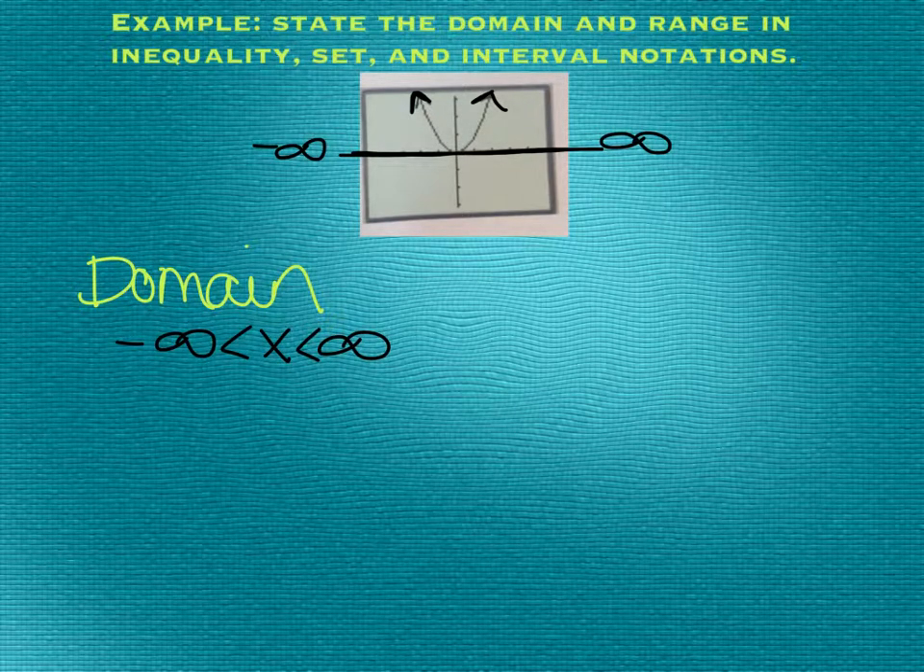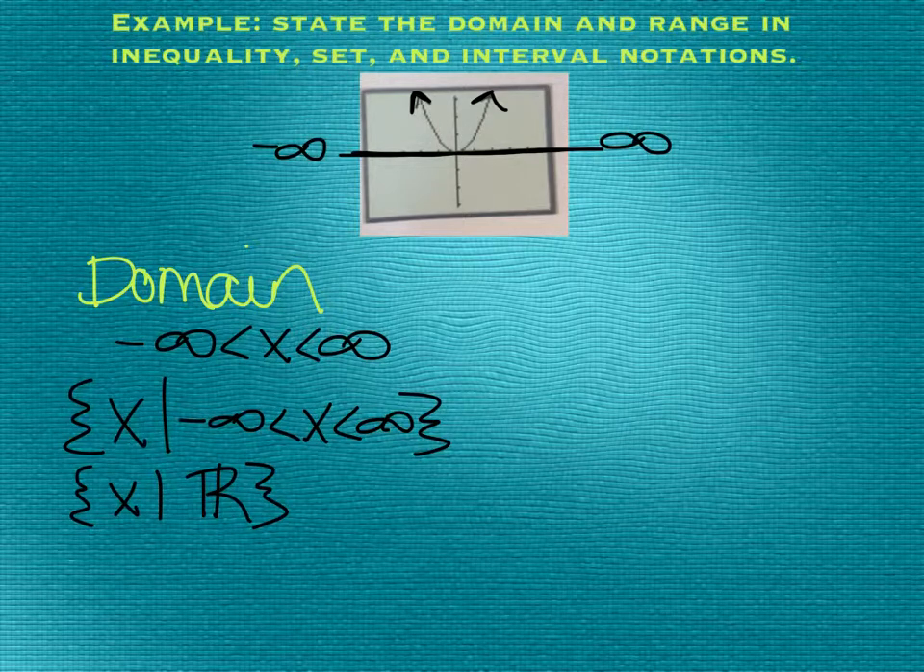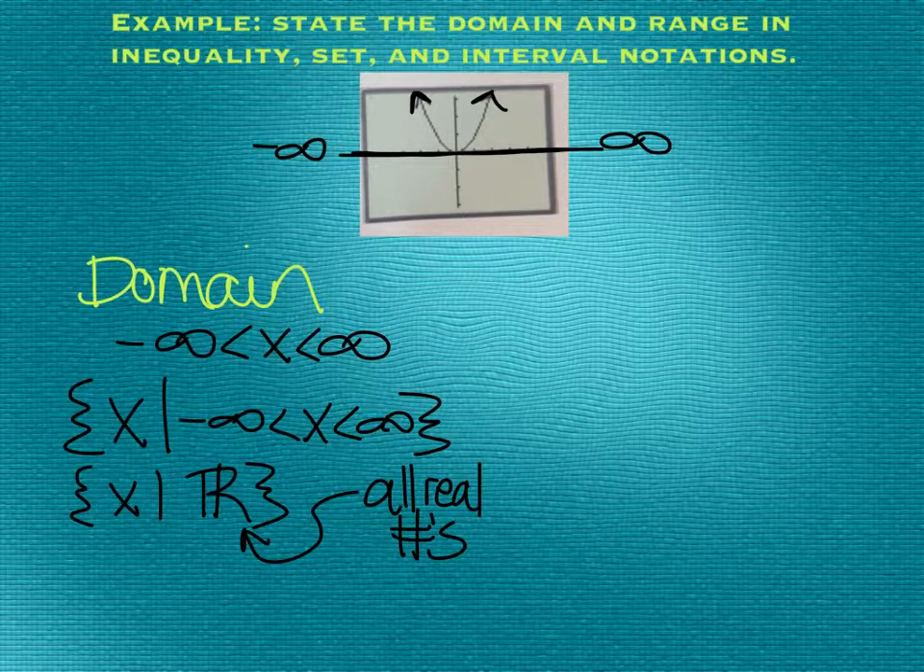If we were to do set notation, we would need to write it in a pretty solution set. X's given that negative infinity is less than x is less than infinity. And something else that you might see, which I'll let you do, is you might see x given, and then you see this R with 2 lines on it. It has to have the 2 lines on it, but that R means all real numbers. So you can write your set notation with the fancy R.